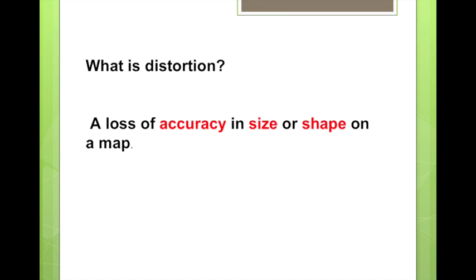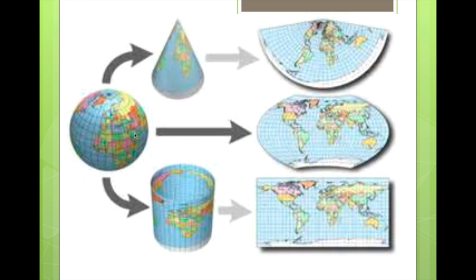And distortion is the loss of accuracy in size or shape on a map. So if I try to take this round Earth and however I do it, however I change it, I'm going to end up with the size and shape of the Earth changed in some way, or a distorted image. That is distortion.